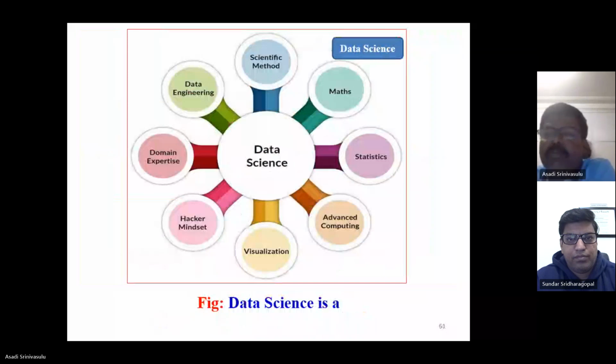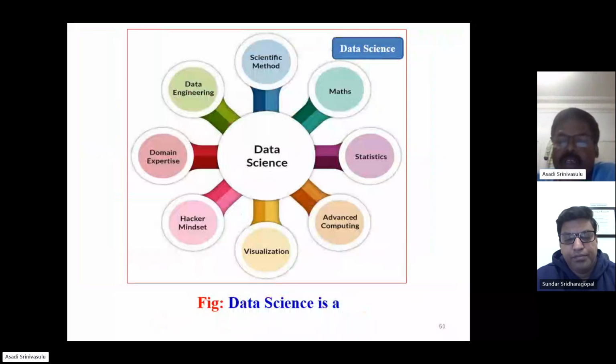Data science is a combination of all kinds of variety: scientific method we are using, mathematics we are using, statistics we are using, advanced computing we are using, visualization techniques we are using, like in Python matplotlib, ggplot, and R programming. So domain expertise, data engineering, hacker mindset. This combination we can call data science.